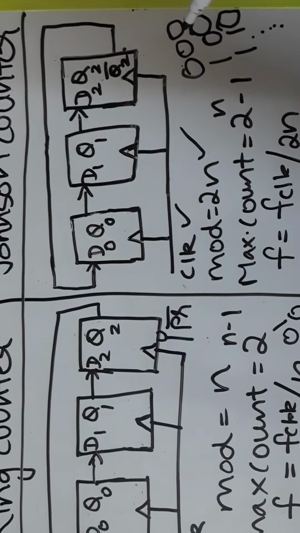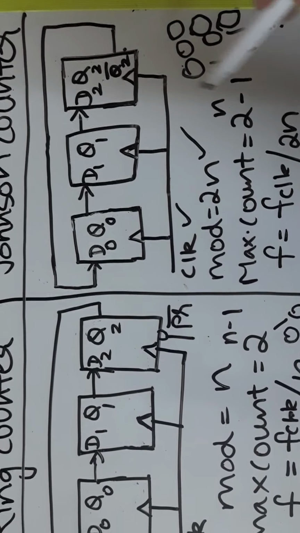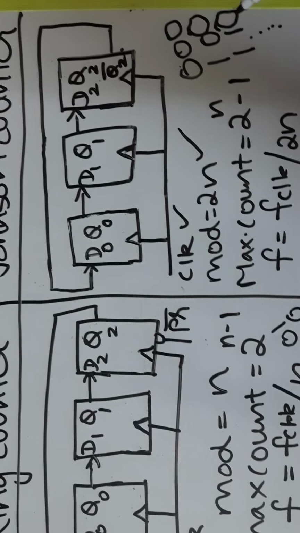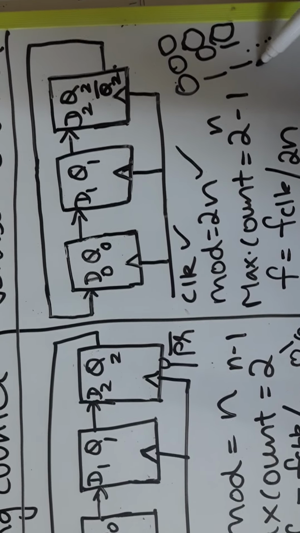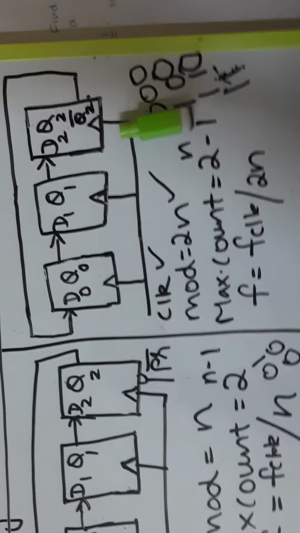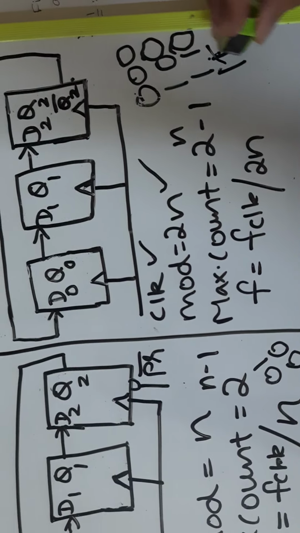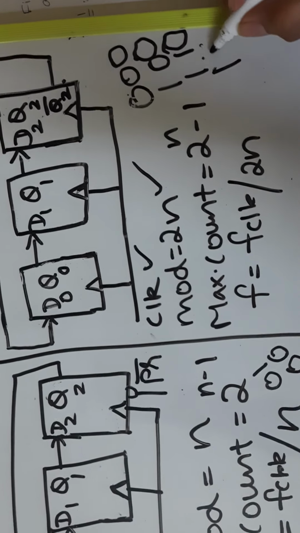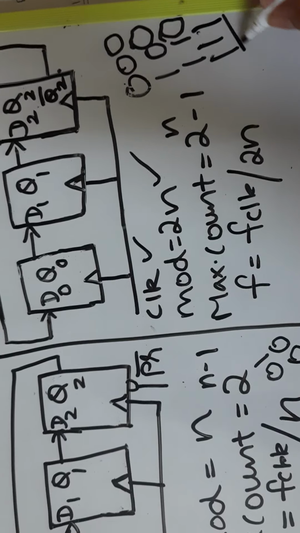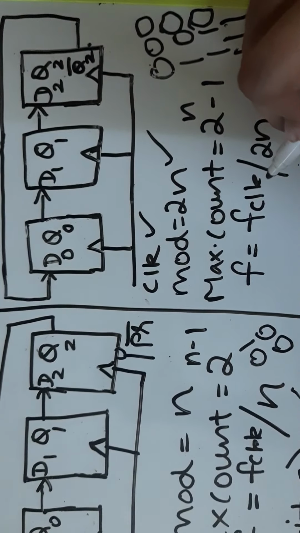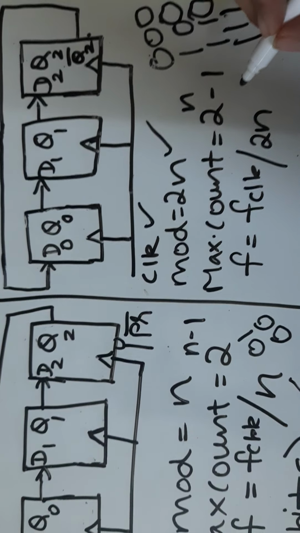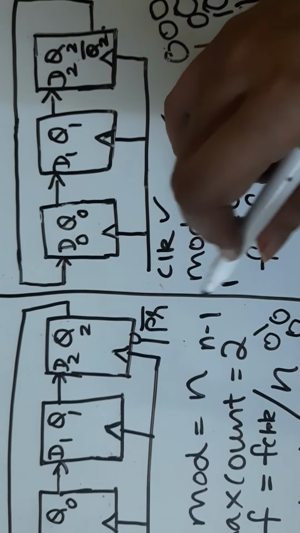So if it's a 3-bit counter, 2 to the power of 3, 8 minus 1, 7. So as we can see, if I complement 0, it will become 1, 1, 1, which is 7. So this is the maximum value. And f will be f clock by 2n. 2n is nothing but again the modulus value.